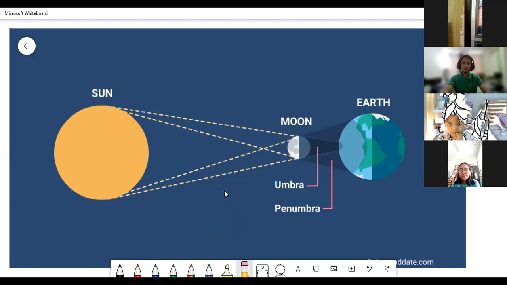Question: which one is moving? Earth or moon? I mean, sun or moon? Sun. Is the sun moving? Yes. Really? Okay, I will explain. The sun is not moving at all. So again, the sun is not moving.